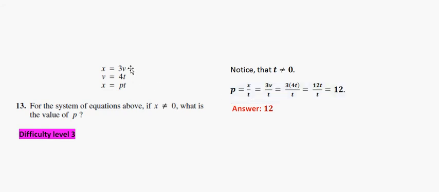From the first equation we can substitute the value of x. x equals 3 nu. And from the second equation, instead of nu, we can substitute 4t. So in the numerator of the fraction we will get 12t, and we can reduce this fraction by t, and the answer would be 12. So p equals 12.